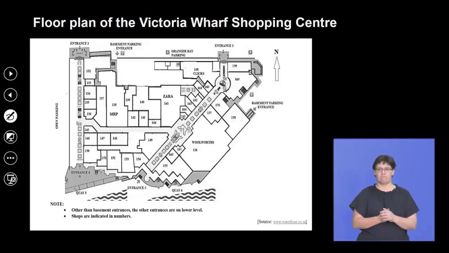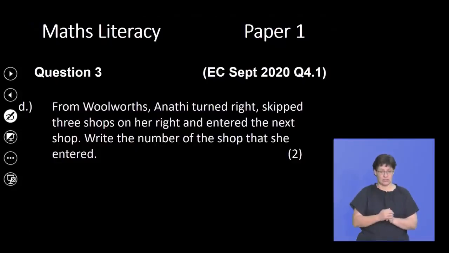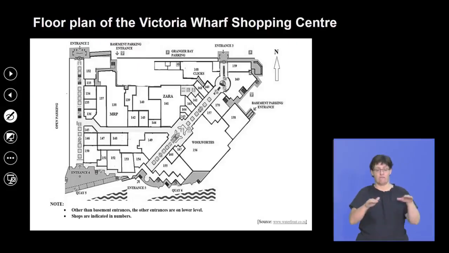Right, our next question was from Woolworths, and Anathi turned right, skipped 3 shops on her right and entered the next shop. Write the number of the shop that she entered. So I'm going to go back to my map. So from Woolworths, she turned right.